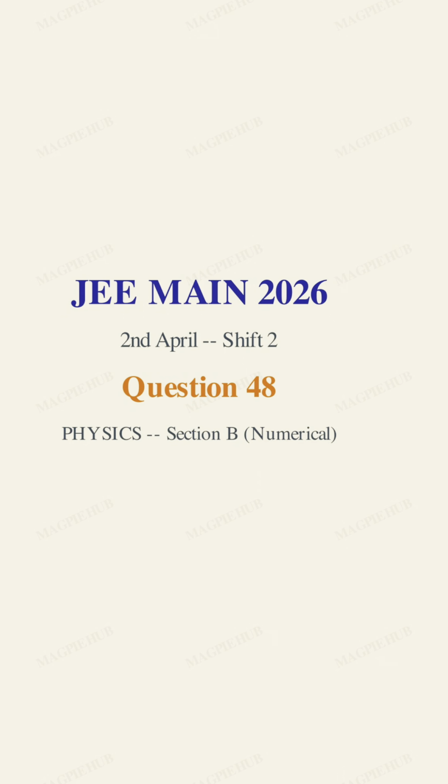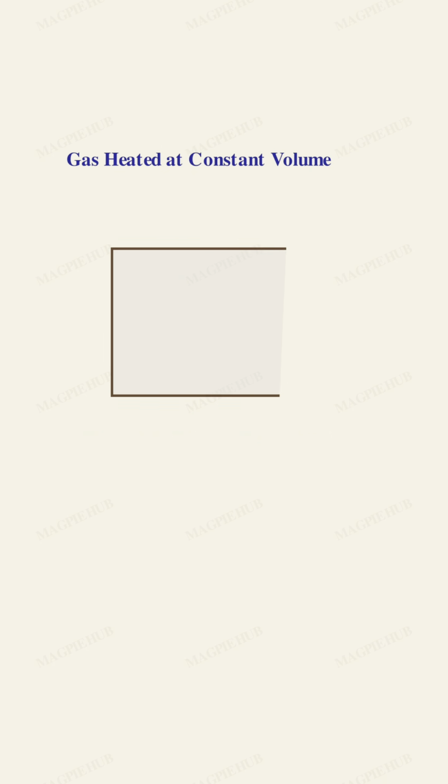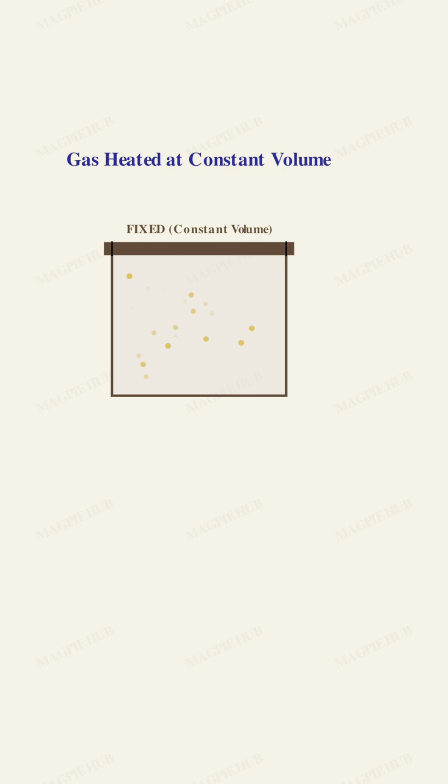JEE Main 2026, 2nd April Shift-2, Physics Section B, Question 48. Let us visualize the setup. We have a container holding 5 moles of an unknown gas. The piston is fixed, meaning the volume stays constant throughout the process. A thermometer shows the initial temperature is 10 degrees Celsius.